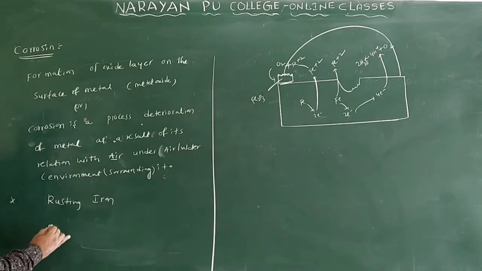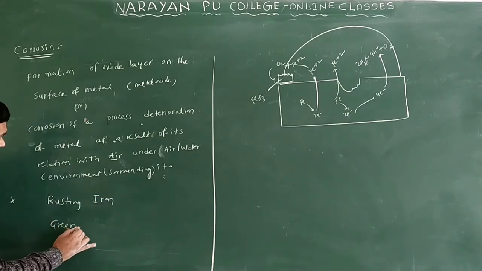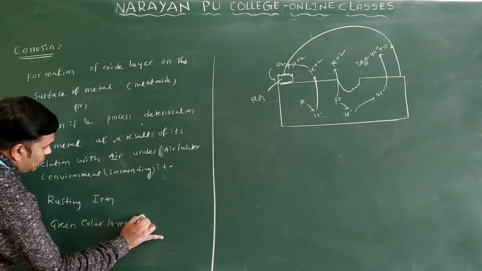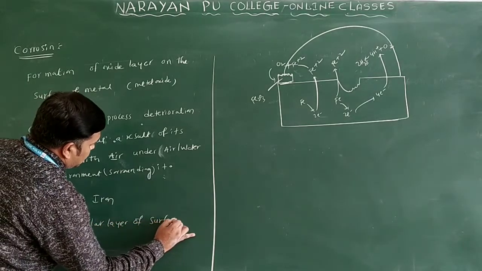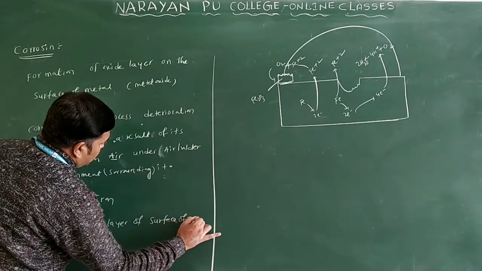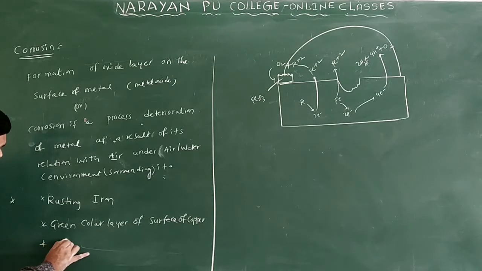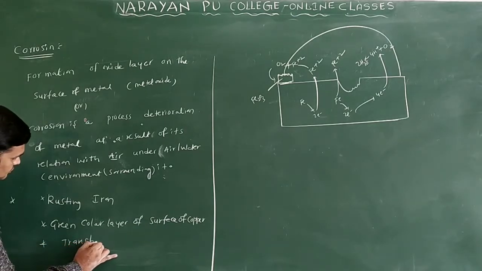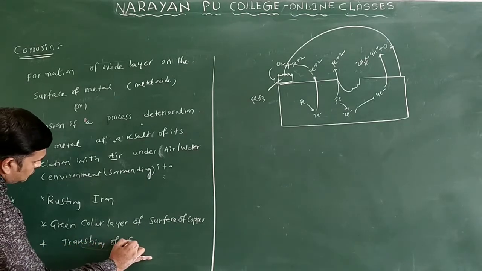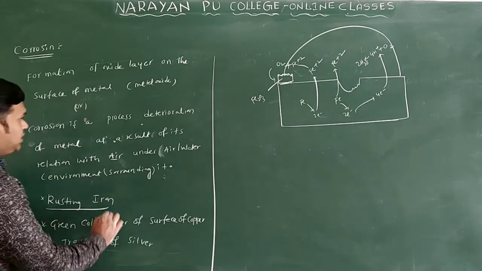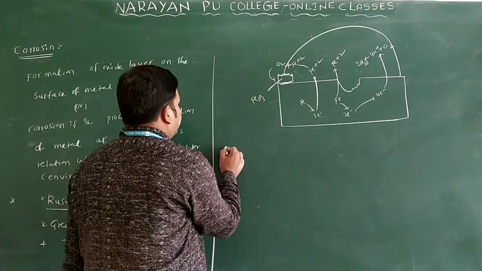Already here, rusting of iron. One more here, formation of a green color layer on the surface of copper, and one more I told you, tarnishing of silver. So these are the examples for corrosion. Take the first example here, rusting of iron.